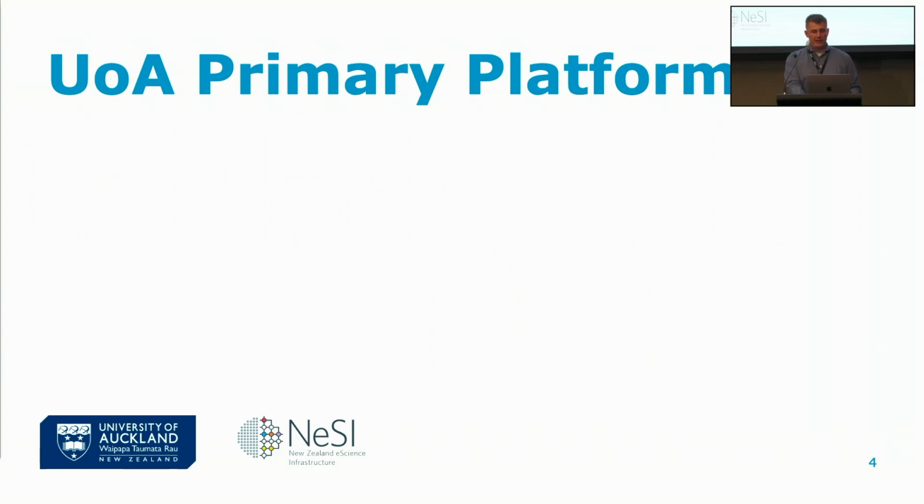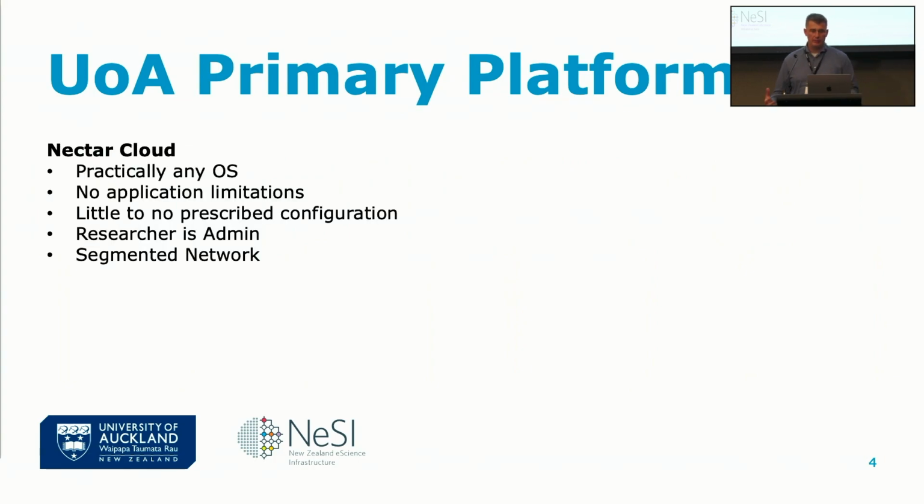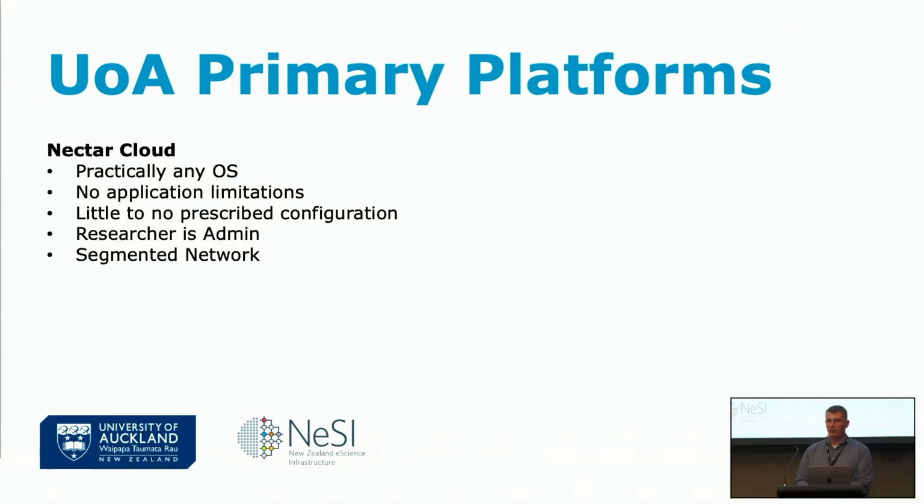So at UA, we have two primary platforms that we enable research through. Nectar Cloud is one of them. Our Center for eResearch manages and maintains that. It's really open and flexible. Every researcher gets their own little sandbox to do what they want to do with. And then it's their sandbox. They own it. That raises some alarms for what we look at next.